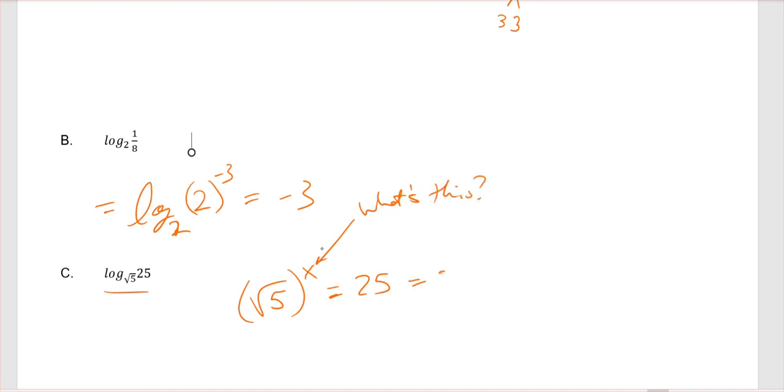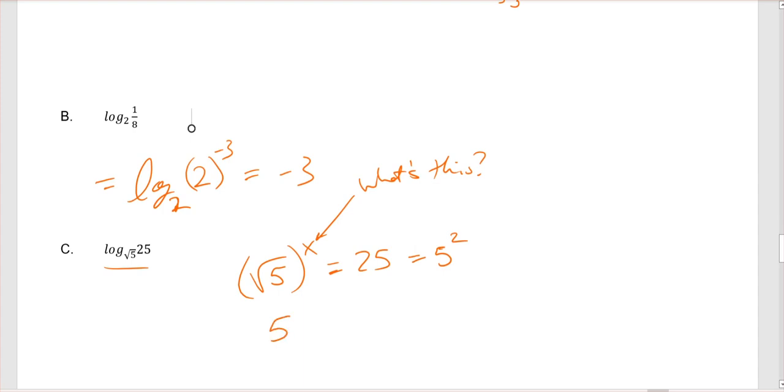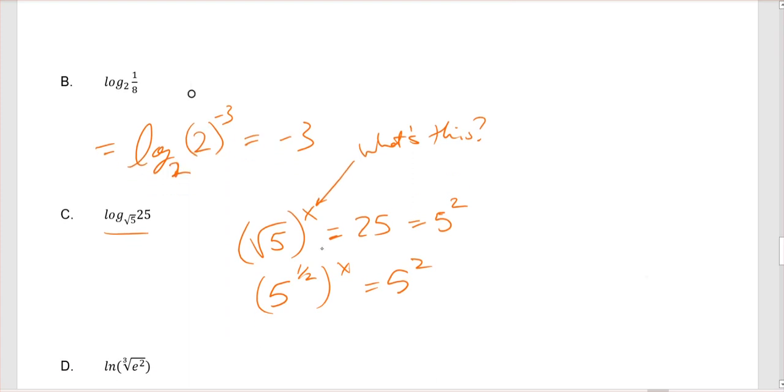We know that 25 is 5 squared. So if I can rewrite this number with just a 5 there, we're going to be home free. So we know that 5 to the 1/2, that's what that is, right? And then we have 5 to the x over 2 is 5 to the 2.